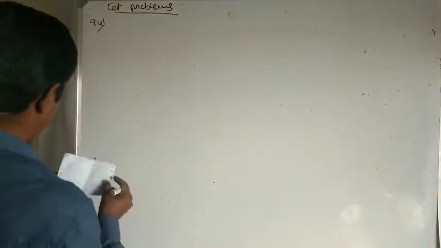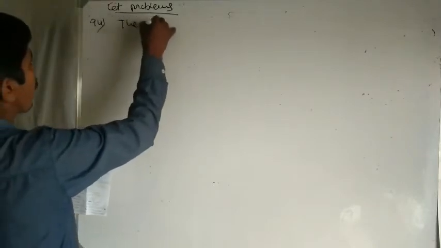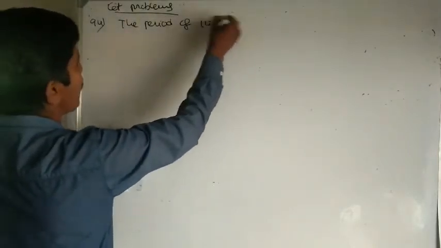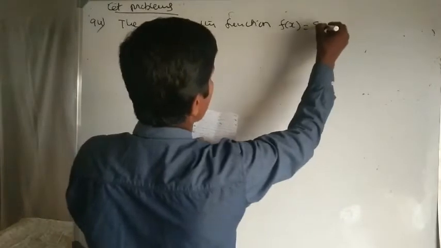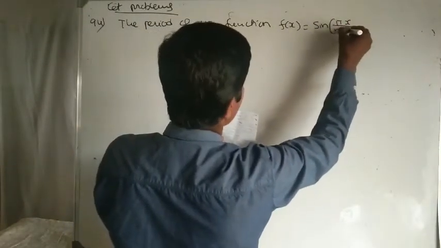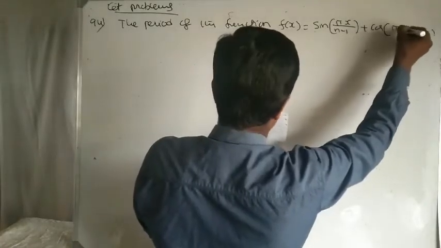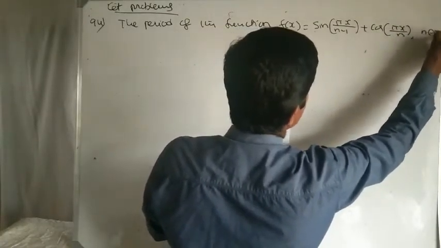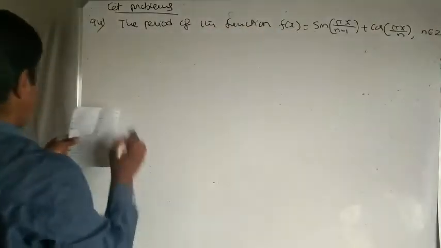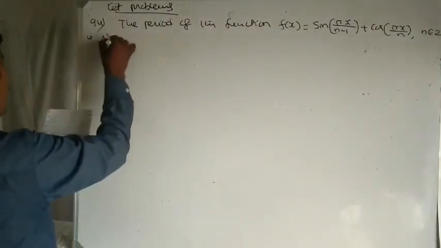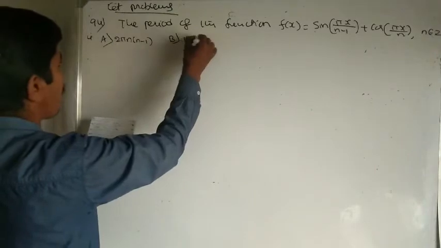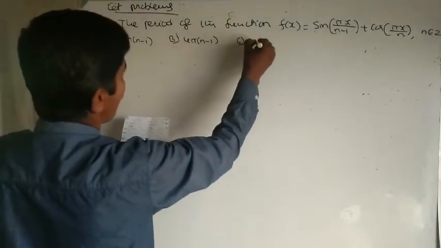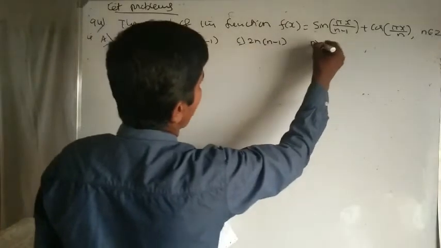Now I am going to the 94th problem. The period of the function f of x equal to sin of pi x divided by n minus 1 plus cos of pi x divided by n, where n belongs to Z, is: A option 2 pi n into n minus 1, B option 4 pi into n minus 1, C option 2n into n minus 1, D option none of this.